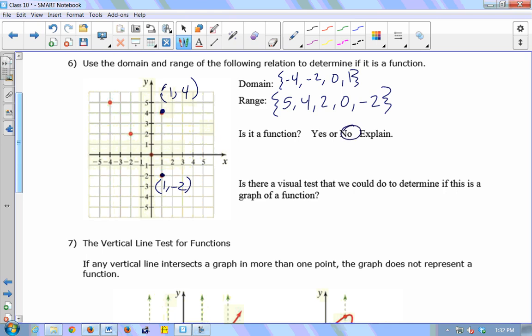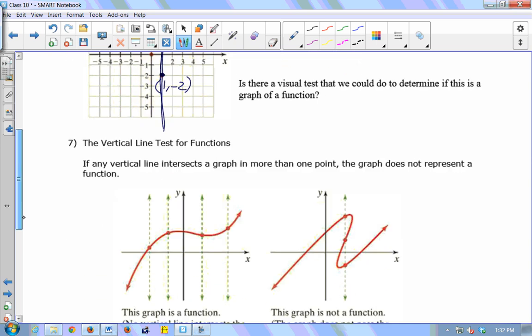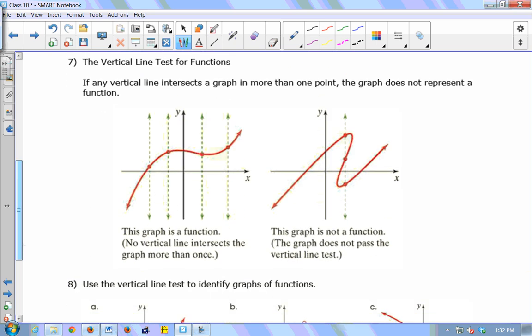Is there some visual way you would be able to tell quickly? The vertical line test, yeah. So the fact that these 2 points lie on the same vertical line is what makes it not a function, because they have the same x coordinate of 1, but 2 different outputs. So they lie on the same vertical line, and that means it's not a function. So we call that the vertical line test. If any vertical line intersects a graph in more than one point, the graph does not represent a function.